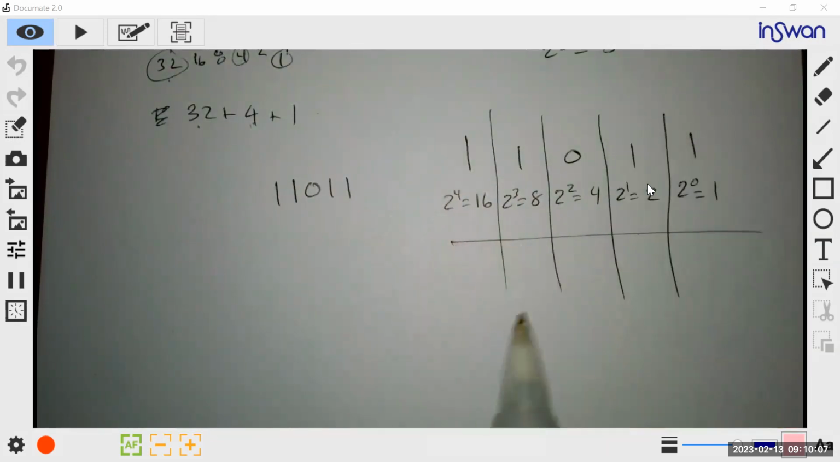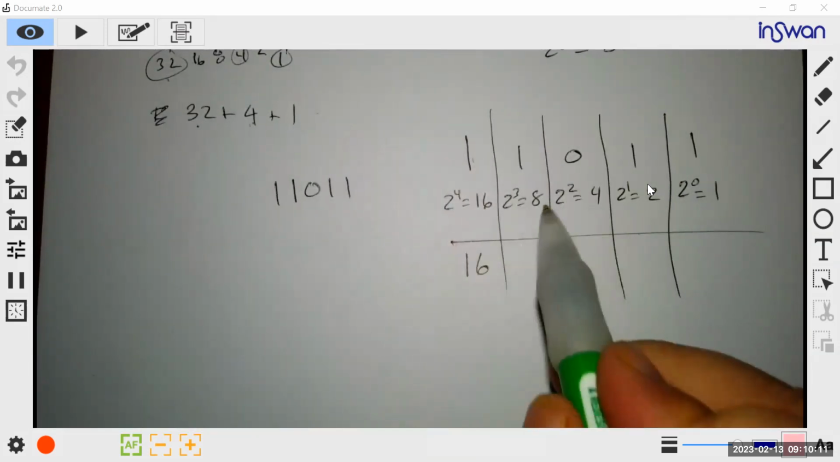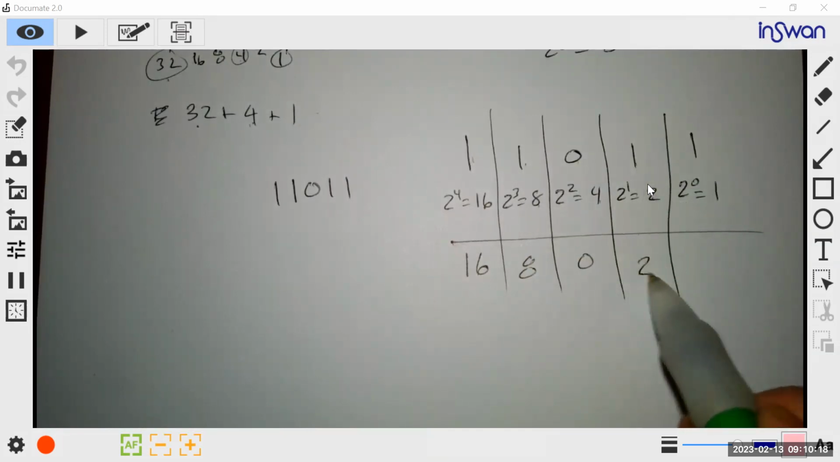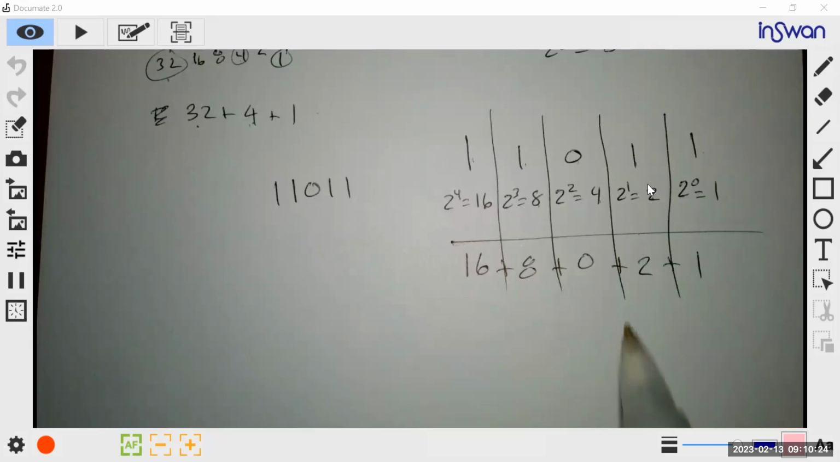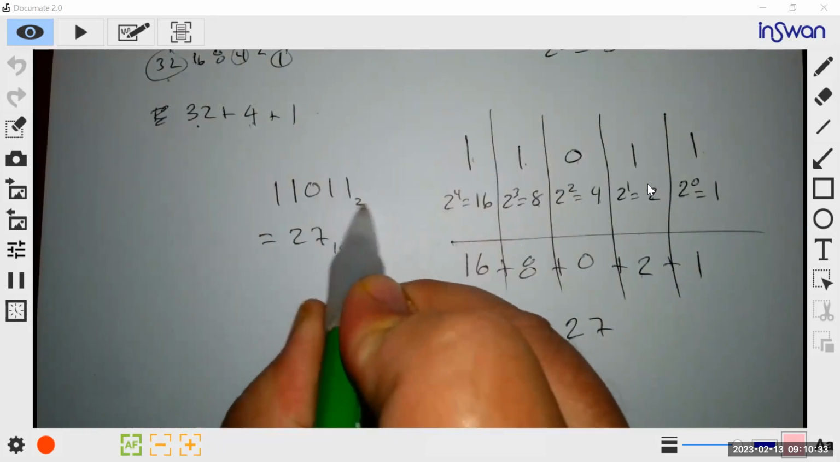So each of the columns have their own numbers. So I multiply 16 times 1 gives me 16. 8 times 1 gives me 8. 4 times 0 gives me 0. 2 times 1 gives me 2. 1 times 1 gives me 1. Now I add these together. 10 plus 16 is 26, plus 1 is 27. So this number is 27 base 10.